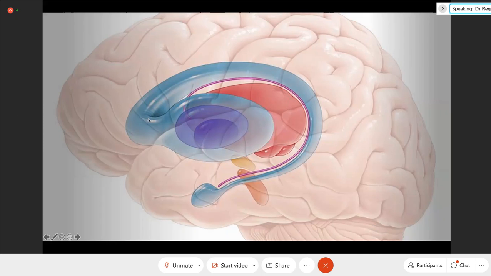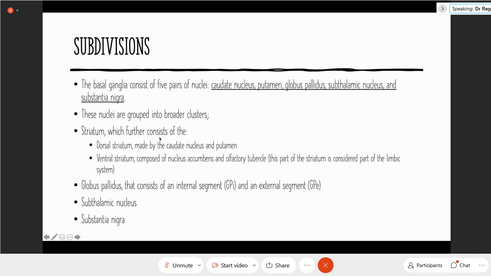This is the caudate nucleus, the head, body, and tail of the caudate nucleus. The blue color is the putamen. Here's the subthalamic nucleus and substantia nigra down here. The pink structure is the fornix. All right, so the five areas of the basal ganglia are the caudate nucleus, putamen, globus pallidus, subthalamic nucleus, and substantia nigra. You should be able to remember this, right?